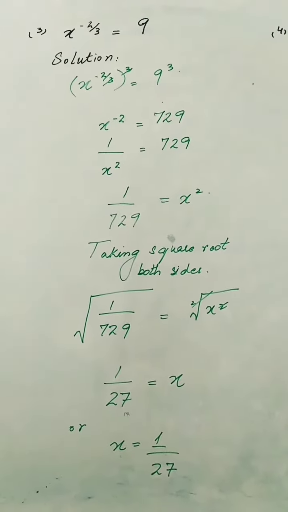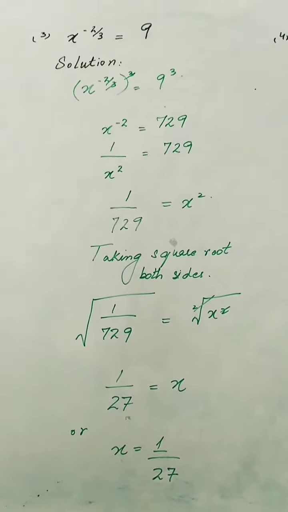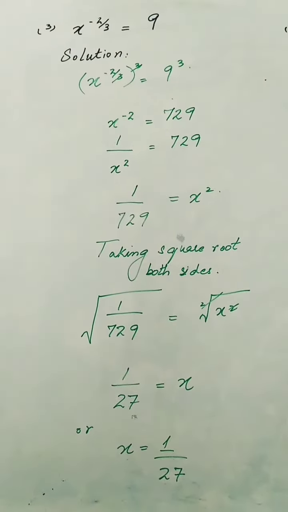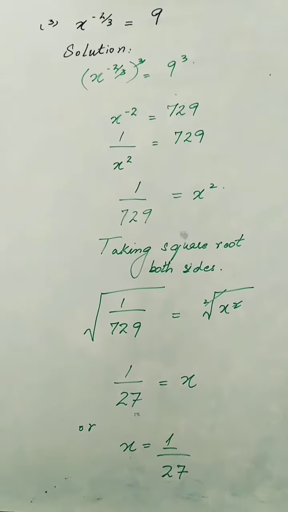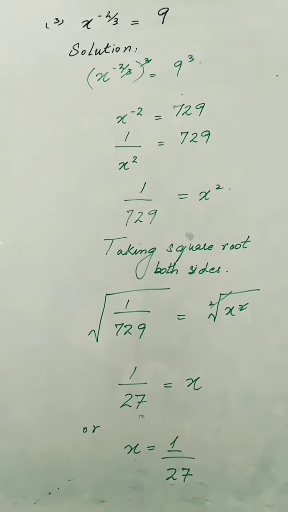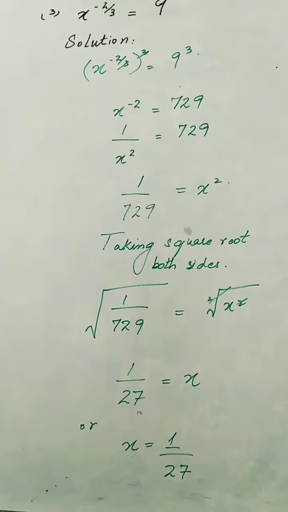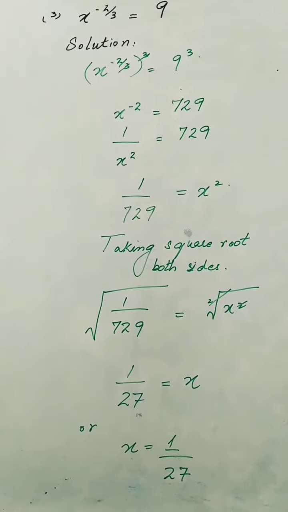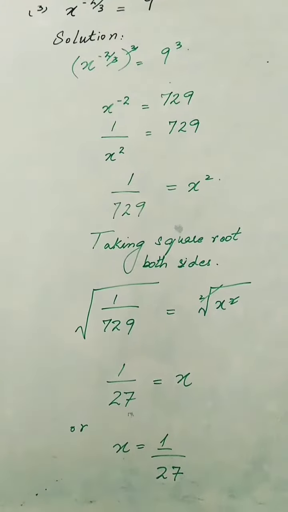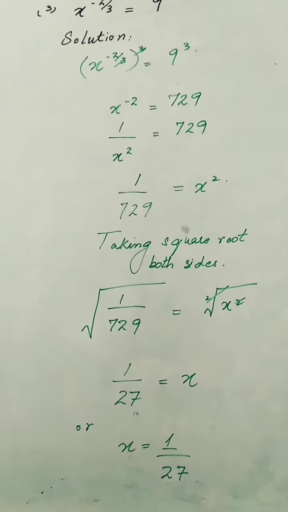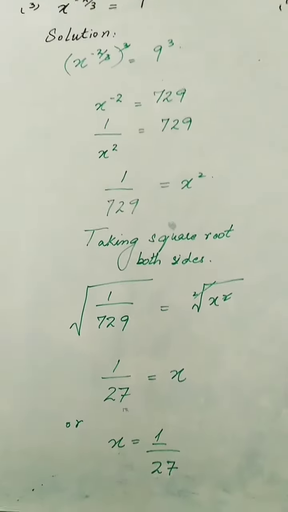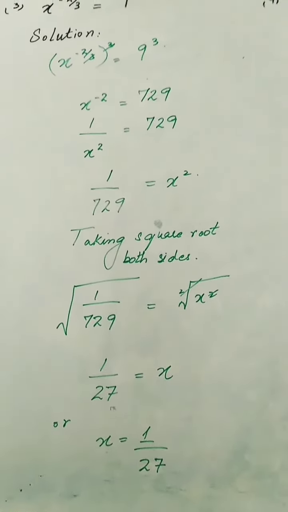Now look at another question here, which is x raised to the power minus 2 over 3 is equal to 9. First of all, we will take the cube in order to reduce the power on the x. Now it will come out as x to the power minus 2, as 3 will be cancelled out, and is equal to 729, as 729 is the cube of 9. In order to remove the minus 2 from the power, we will take it into the denominator, and it becomes 1 over x square is equal to 729.